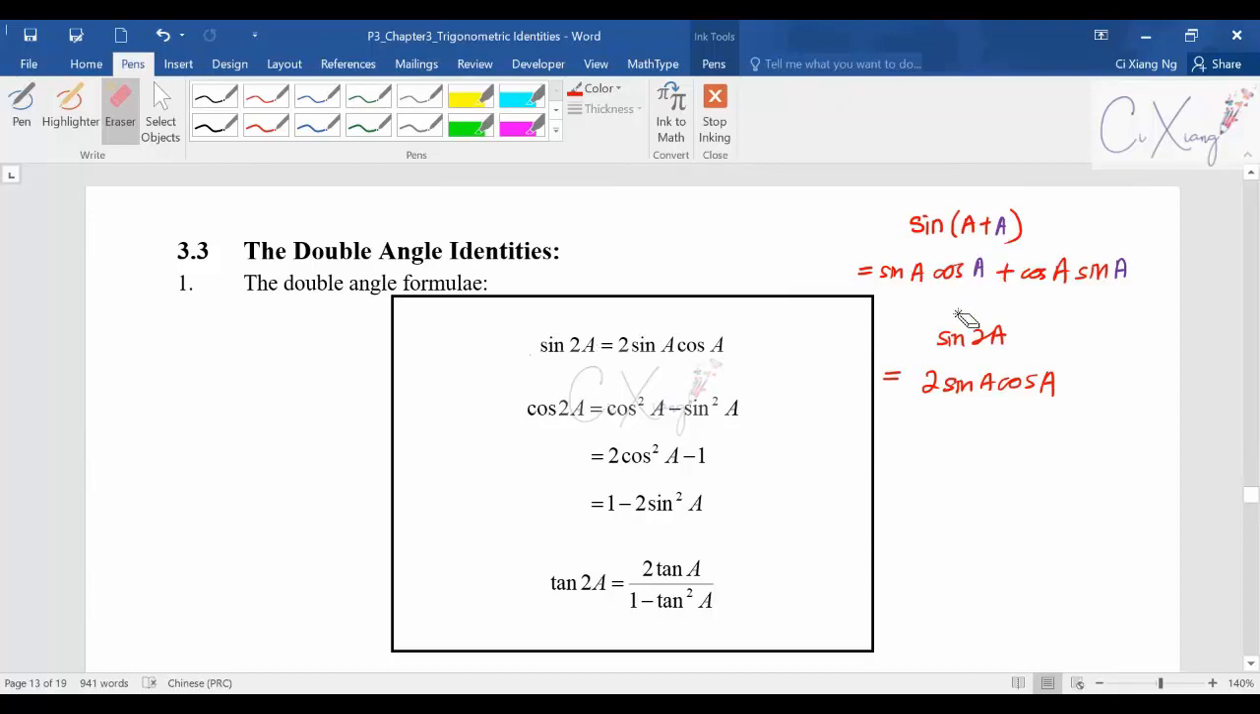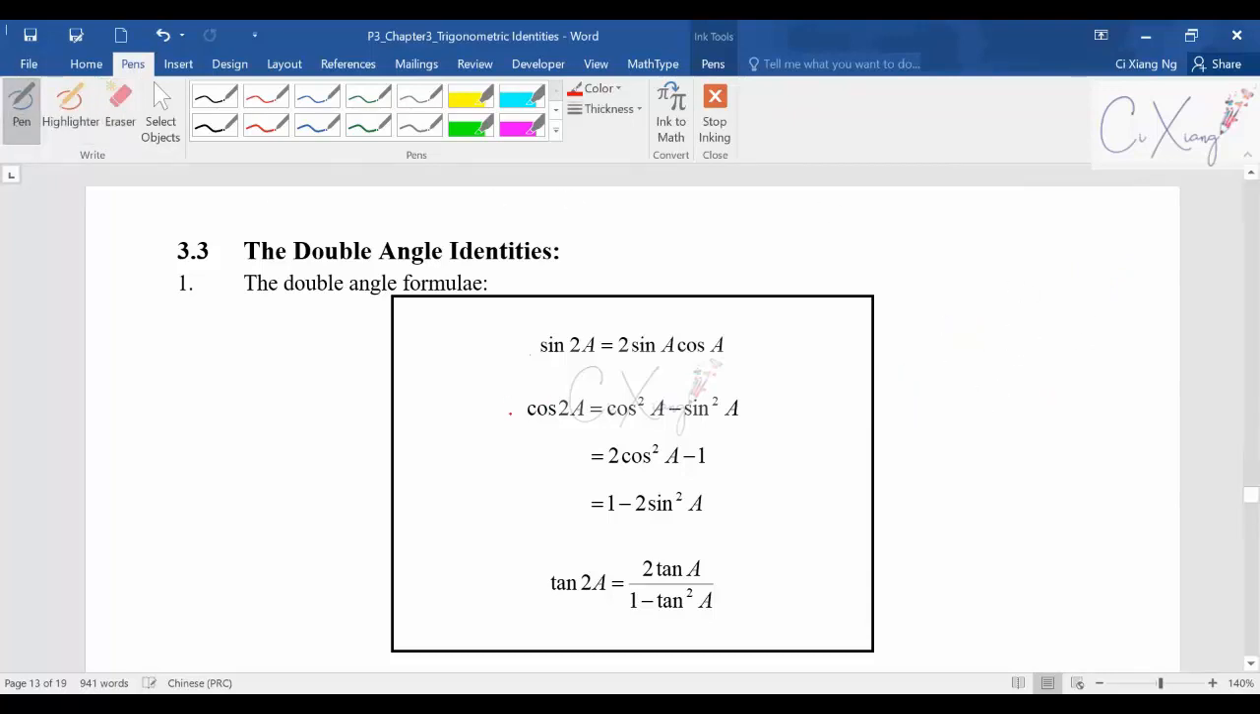Alright, so this is actually how you memorize it. It is related to the compound angle formula. For myself, generally I already remember it because I have used it many times. So how about cos 2A?